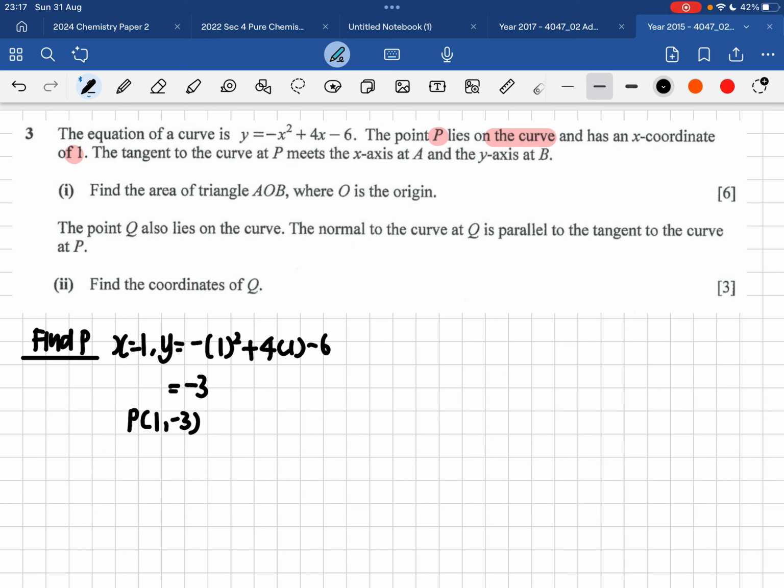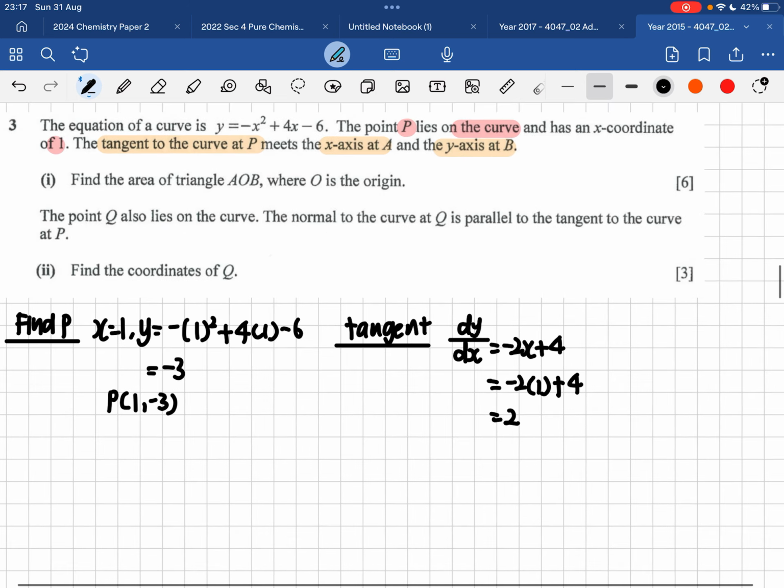Okay, so the tangent meets the curve at P, meets the x-axis at A, and y-axis at B. In order to find the tangent, I need dy/dx, right? So when we are looking at dy/dx equals minus 2x plus 4, the gradient at x equals 1 is 2. This is the gradient at P.